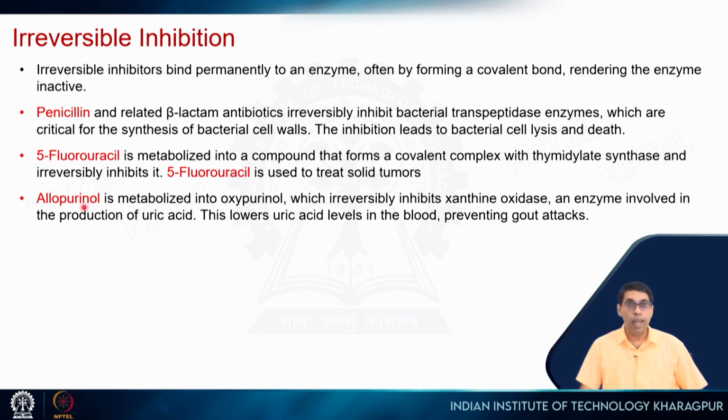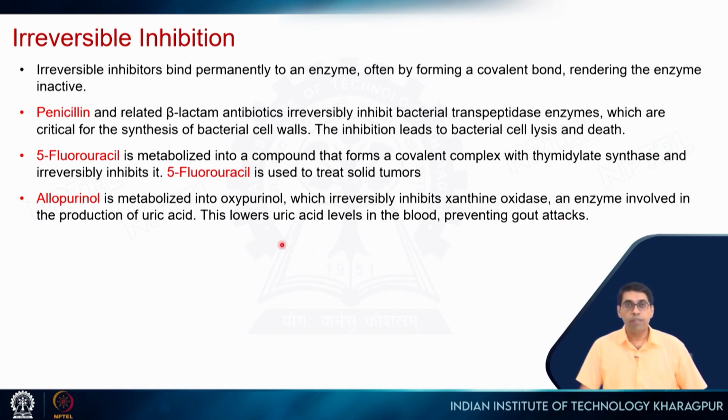Another molecule is allopurinol. This is a very common inhibitor. It gets metabolized into oxypurinol, which inhibits xanthine oxidase. So, what is this enzyme? This enzyme is involved in the production of uric acid, right. Now, there are people, again in older people, where certain enzymes do not work or something goes wrong. So, uric acid is increased, and then that uric acid gets deposited in different joints in the toes, and that causes pain in those regions, right. Those are called gout attacks.